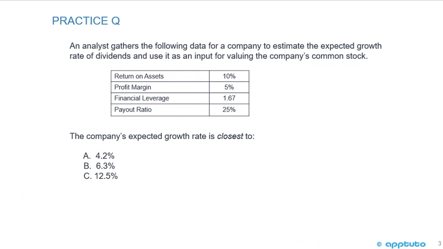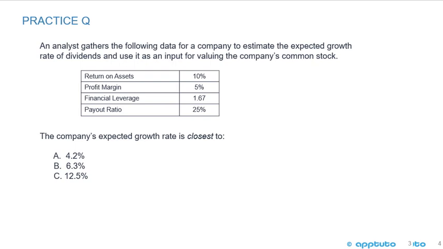Okay, I always say the best way to prepare for the CFA exam is to do as many practice questions as possible. So let's just jump into one right here. An analyst gathers the following data for a company to estimate the expected growth rate of dividends and use it as an input for valuing the company's common stock. So we've got the return on assets 10%, the profit margin 5%, the financial leverage at 1.67, and the payout ratio at 25%. So the company's expected growth rate is closest to A, 4.2%, B, 6.3%, or C, 12.5%.